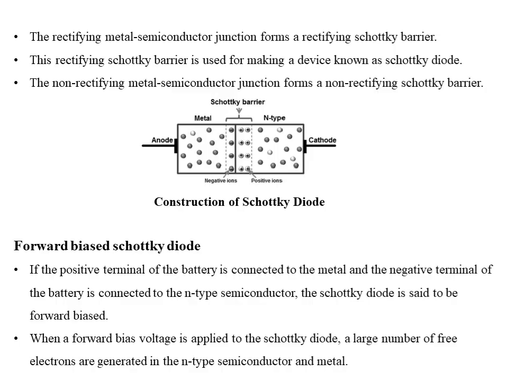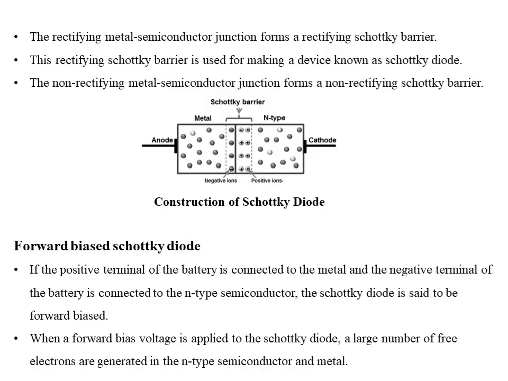The rectifying metal semiconductor junction forms the rectifying Schottky barrier. This rectifying Schottky barrier is used for making a device known as Schottky diode. The non-rectifying metal semiconductor junction forms the non-rectifying Schottky barrier.